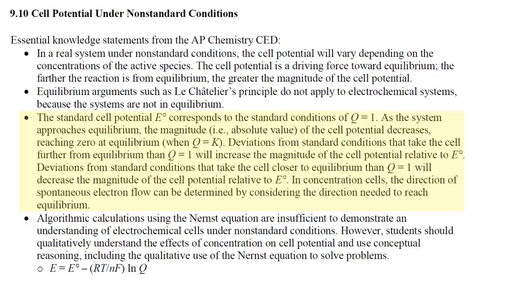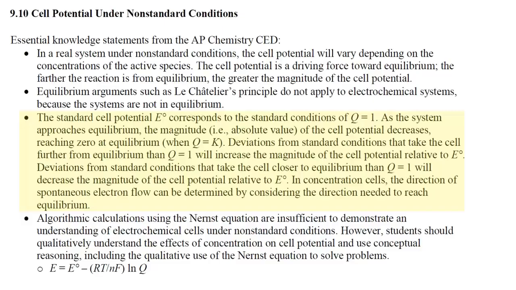So when the cell potential is 0, then you have arrived at equilibrium, where the value of the reaction quotient Q is equal to a very large number, and that would be equal to the equilibrium constant K. So if you reach equilibrium for a standard galvanic cell, at this point, the cell is dead. Now, what comes next would be a discussion of deviations from standard conditions. And those deviations can take you in one of 2 different directions. They can take the cell further from equilibrium than Q equals 1, or they can take the cell closer to equilibrium than Q equals 1.